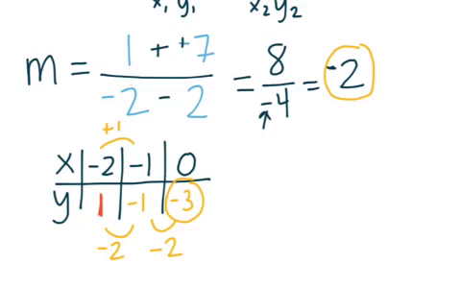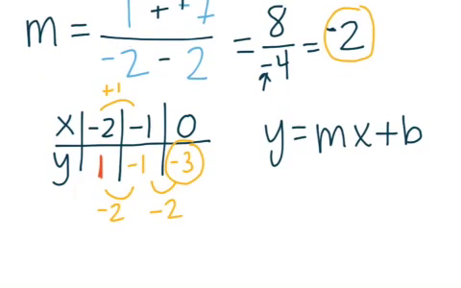So now I know my slope is negative 2. My y-intercept is negative 3. So now I just need to put them in the correct places in my formula. So instead of m, I'm putting a negative 2 since that's my slope. And instead of the b, I'm putting subtract 3 since that's my y-intercept.